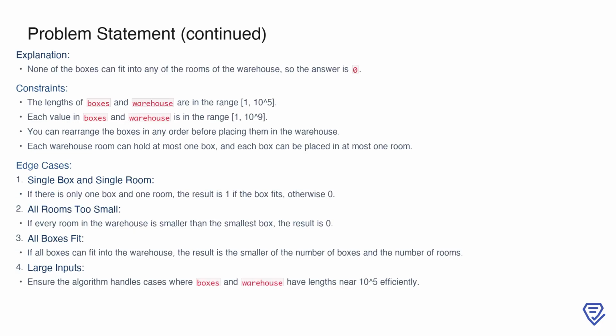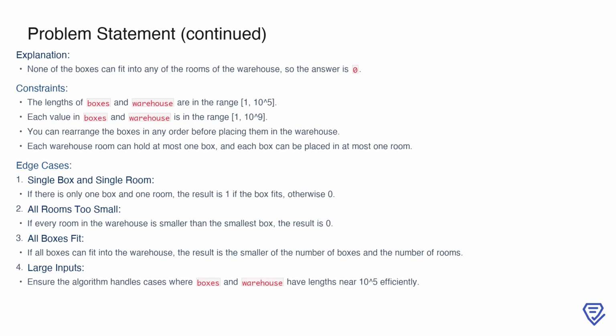Finally, let's go over the constraints and edge cases to keep in mind. The lengths of boxes and warehouse can go up to 10^5. And every value in these arrays can be as large as 10^9. You are allowed to rearrange the boxes in any order before placing them, but each box can be placed in at most one room, and each room can hold only one box.